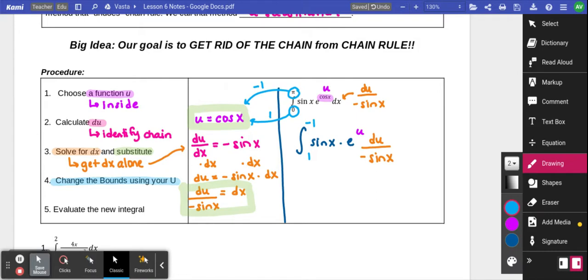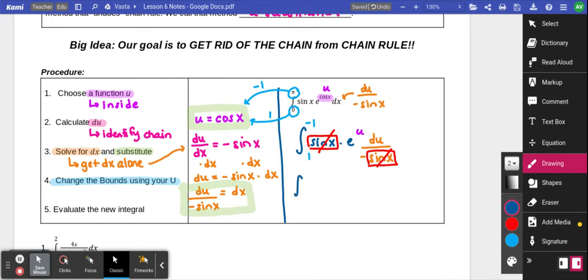Now here's why this method works. Once you do all this work, once you find your u, you find your du, you solve for your dx, and you substitute and change your bounds, here's the cool part that happens. This is the payoff. When we look at this new integral, you'll see that there's a sine of x here, and we're dividing by a sine of x here. Because we're multiplying and dividing by the same thing, those two parts of the problem essentially cancel out. They undo each other. We multiplied and we divided by the same thing.